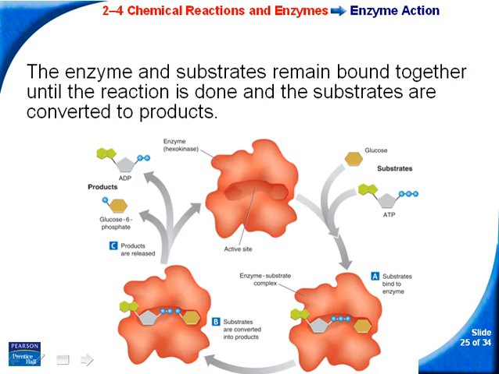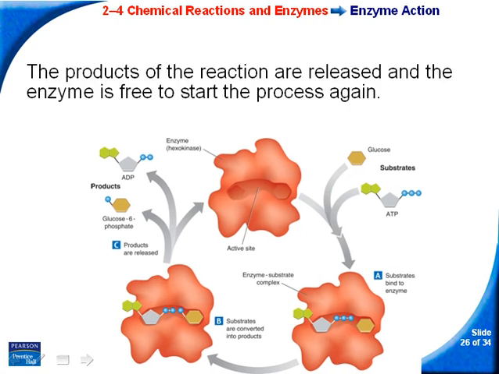The enzyme and substrates remain bound together until the reaction is done and the substrates are converted into the products. So you can see this is a cycle, where we have an enzyme, which is that peach colored blob in the center. The substrates would be glucose and ATP. The substrates bind to the enzyme in letter A, and then they're converted into the products, which in this case are ADP and a molecule of glucose, and then they're released, and the enzyme is free to start the process over again. It's not used up in the reaction, it's reused again and again.